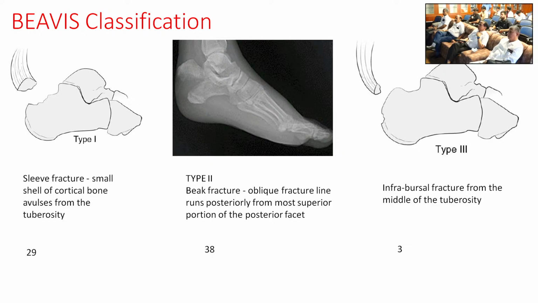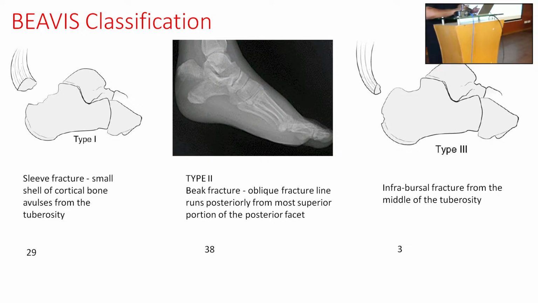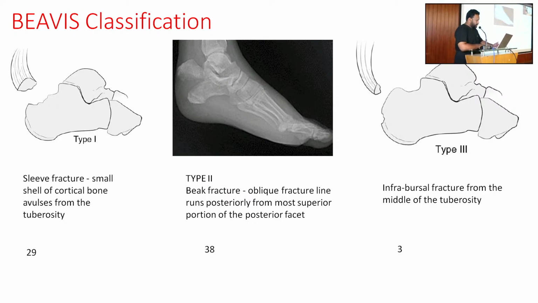This is a Bevis classification which is used for extra-articular fracture, sir. Type 1 is a sleeve fracture, where a small shell of cortical bone avulses from the tuberosity. Type 2 is a beak fracture, where an oblique fracture line runs posteriorly from the most superior portion of the posterior facet. And type 3 is an infrabursal fracture from the middle of the tuberosity. So these are the number of cases that were there.